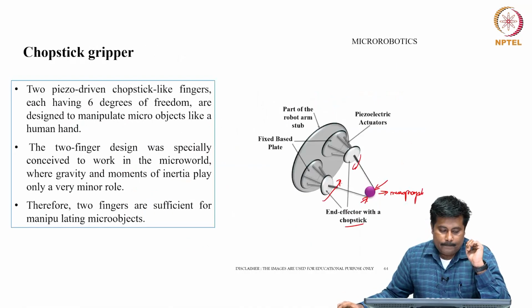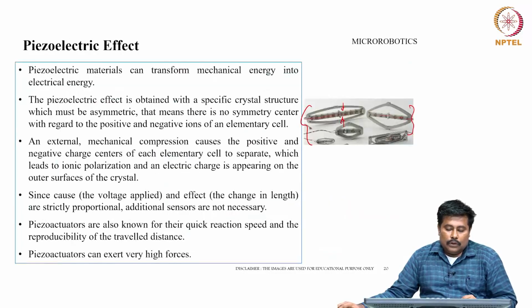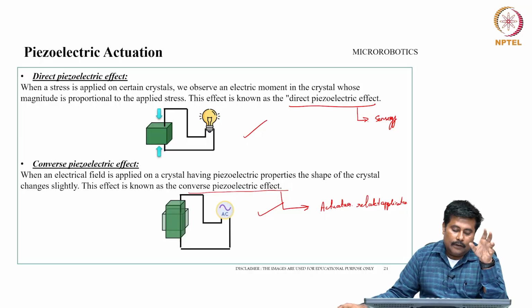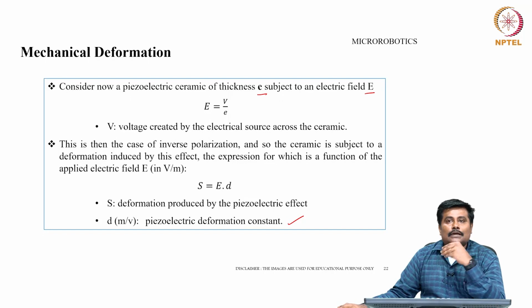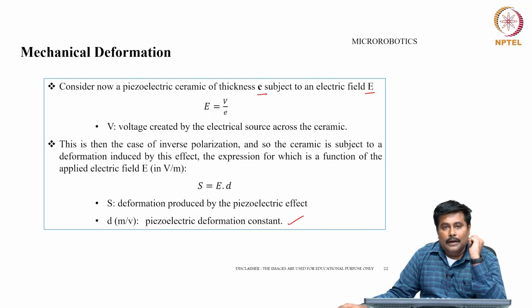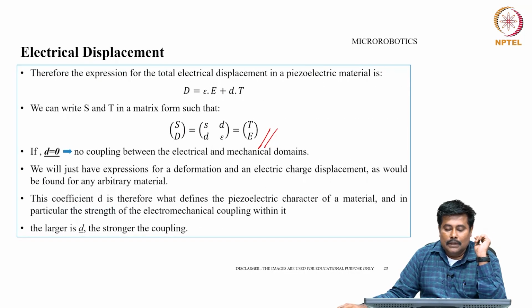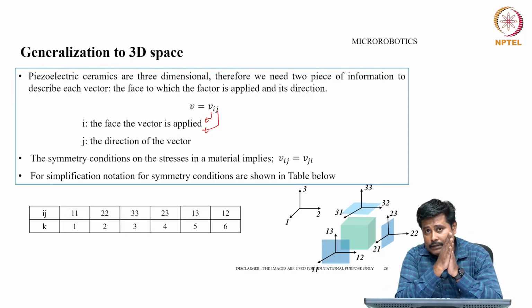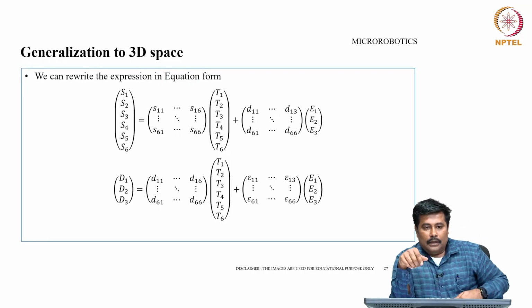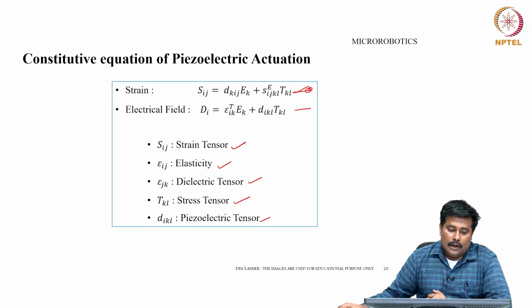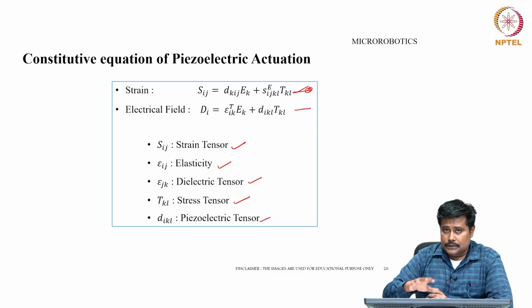So overall, we have discussed the configuration of a piezoelectric actuator. We have also discussed the direct piezoelectric effect and the converse piezoelectric effect. We also had a discussion about the various parameters which affect piezoelectric capability, like mechanical deformation, and the electrical displacement. We also discussed the overall representation of these piezoelectric structures in 3D space, how it looks. In fact, I have not gone into the detail of the complete derivation. This is just for understanding.